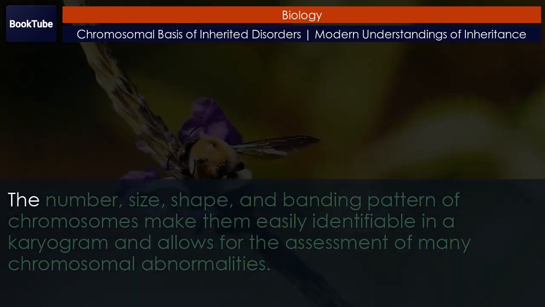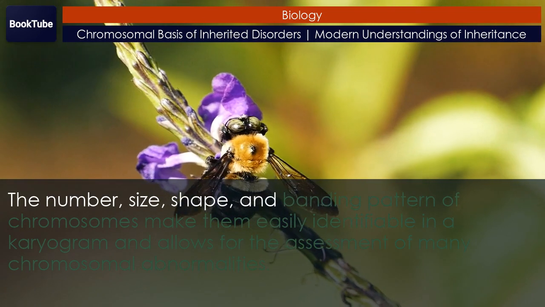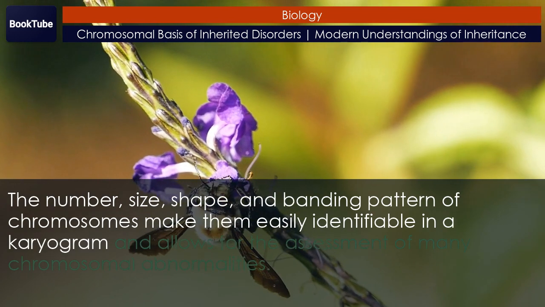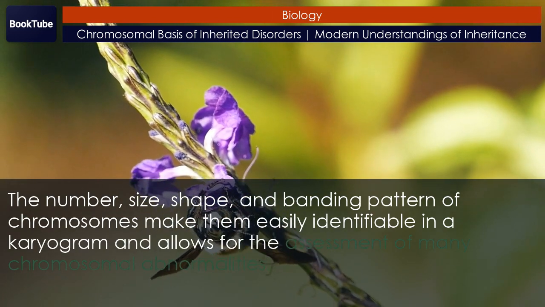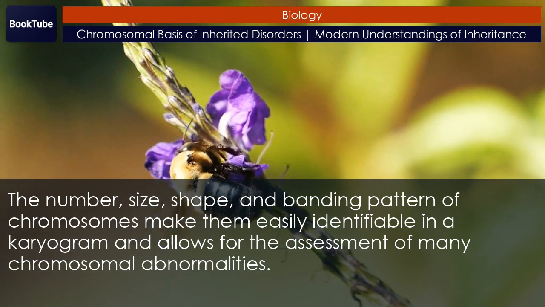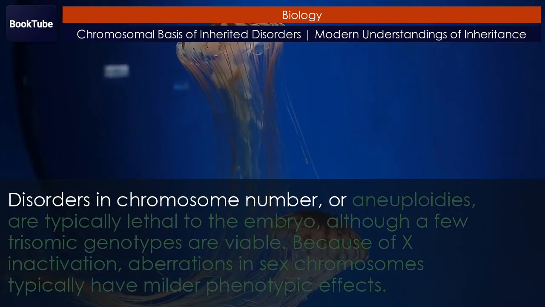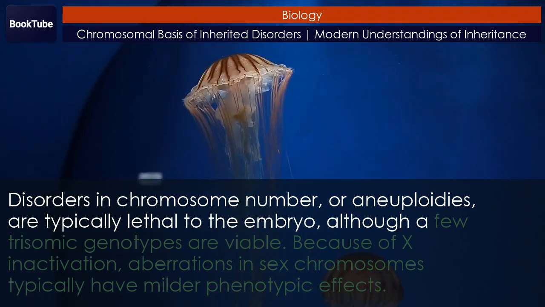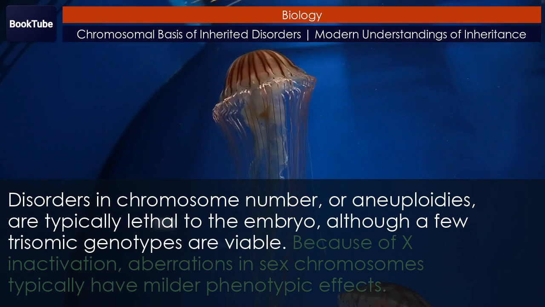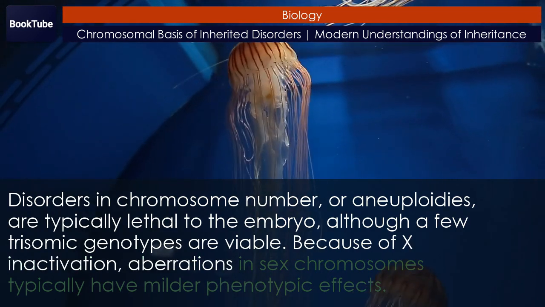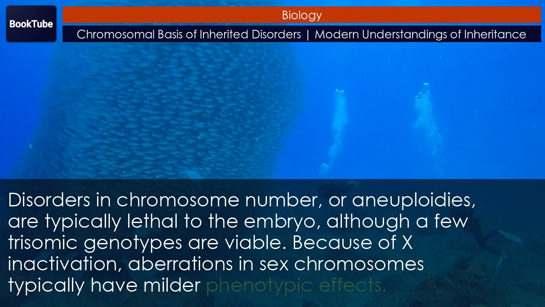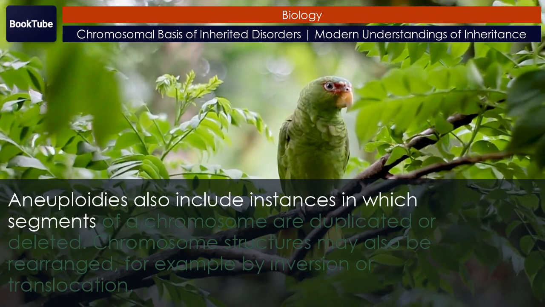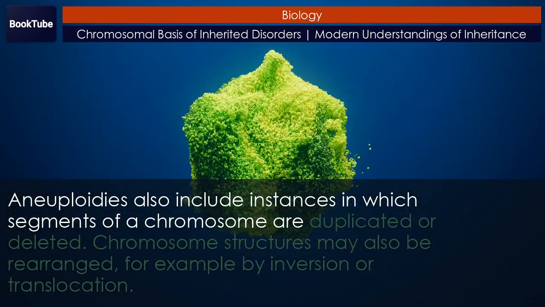Section summary. The number, size, shape, and banding pattern of chromosomes make them easily identifiable in a karyogram and allows for the assessment of many chromosomal abnormalities. Disorders in chromosome number, or aneuploidies, are typically lethal to the embryo, although a few trisomic genotypes are viable. Because of X inactivation, aberrations in sex chromosomes typically have milder phenotypic effects. Aneuploidies also include instances in which segments of a chromosome are duplicated or deleted.